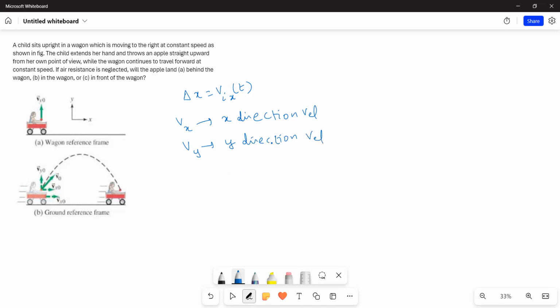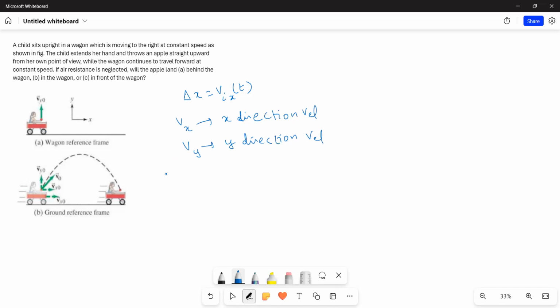Now she is throwing the apple with a velocity vy straight up. Here the apple has now two velocities, one is the horizontal velocity and one is the vertical velocity. And you should remember that for the apple, the horizontal motion and vertical motion are independent of each other.